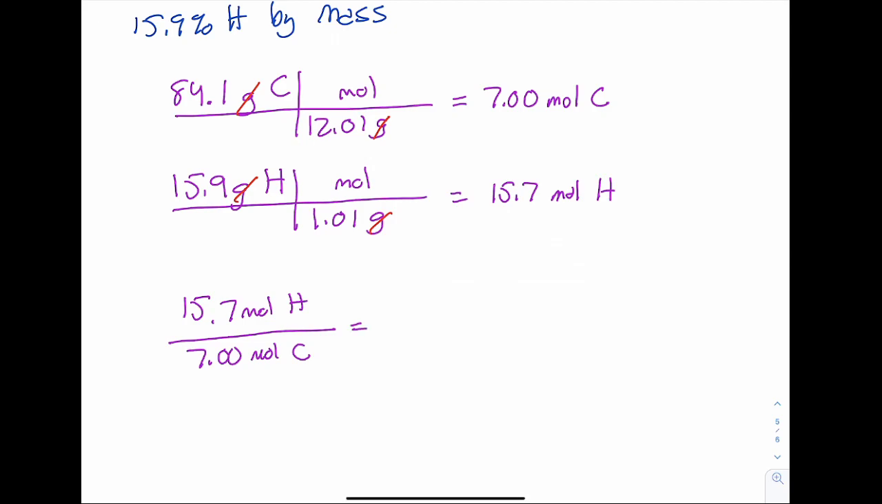And when I work that out, I got 2.24 hydrogen, moles are gone now, for every 1 carbon. So this is one of the ones where I just can't round it. It needs to be really close. Like if it was 2.0 something or 1.9 something, I could round it. But 2.24, I can't round this.